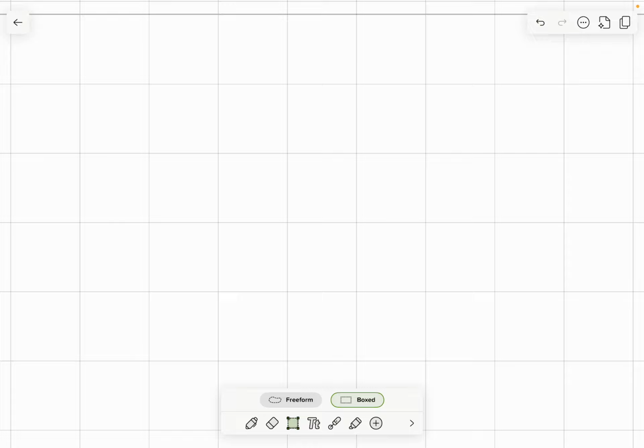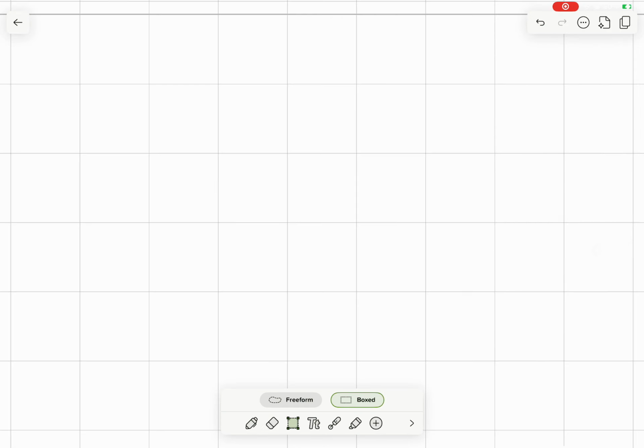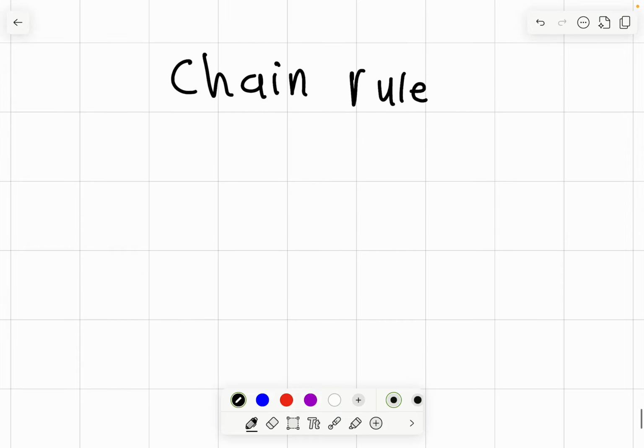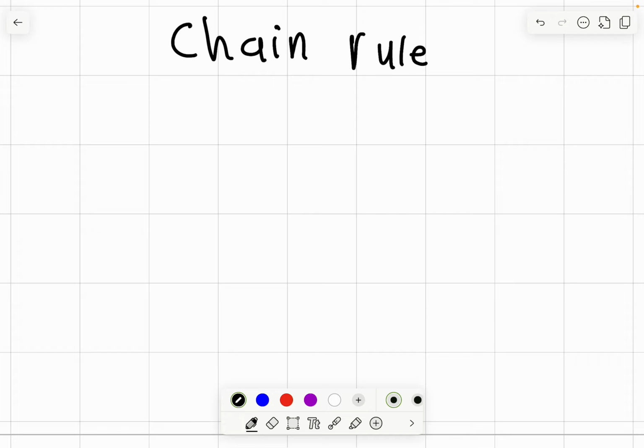Now we're going to be deriving using what's called the chain rule. We're going to be deriving using the chain rule. So what is the property of the chain rule saying?